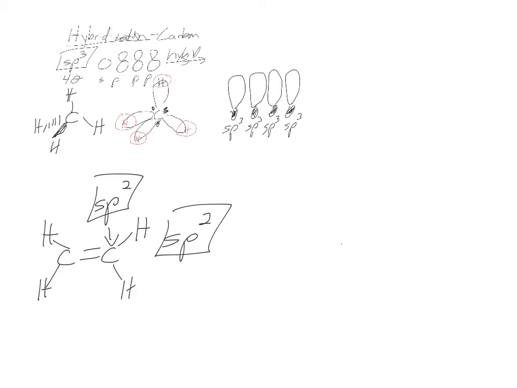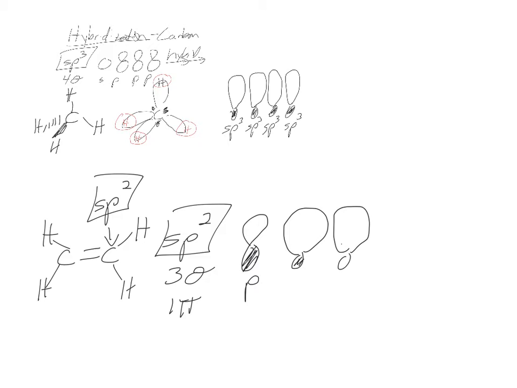What kind of bonds does that carbon have? Carbon has 4 bonds. How many pi bonds? It has 1 pi bond, right? So 3 sigmas and 1 pi. You guys are really good at permutations. So that means if it has a pi bond, what type of orbital must it have? A p. It must have a p, but just 1, and the rest are going to be sp2s, a little bit shorter and fatter.